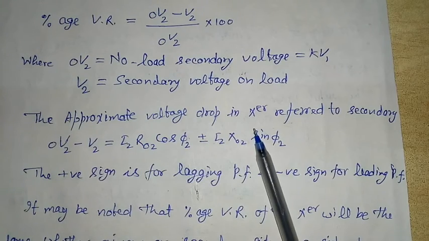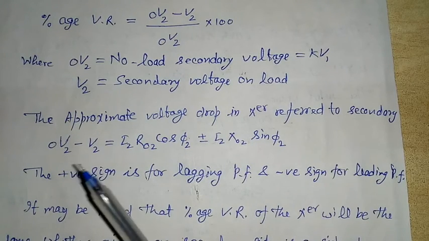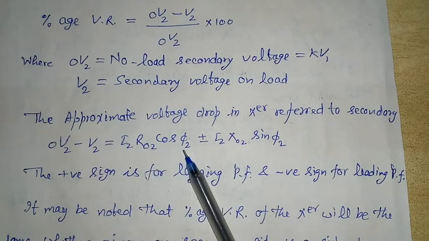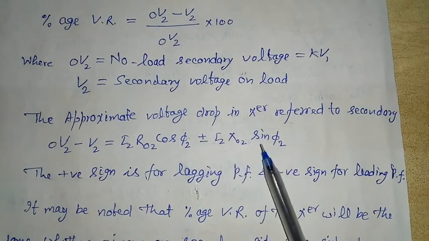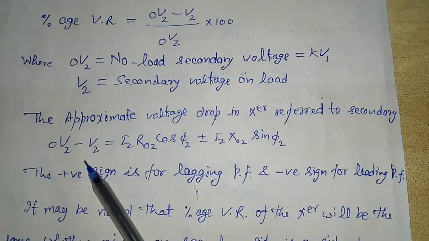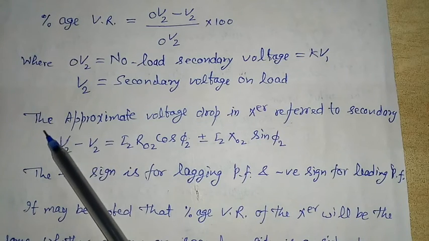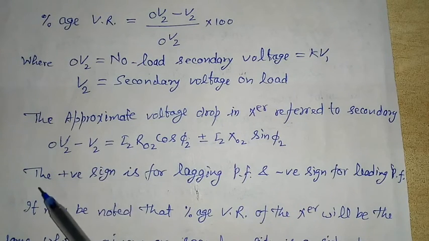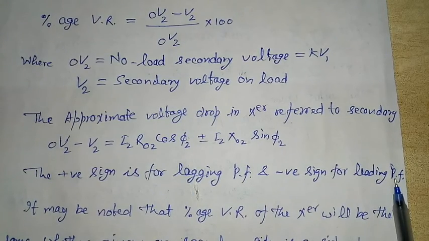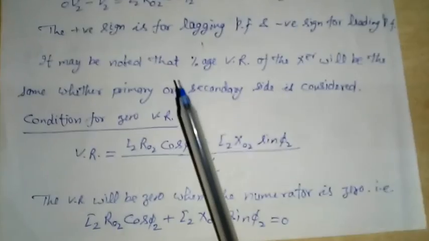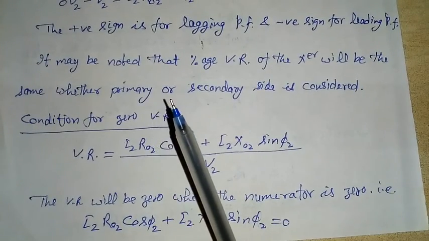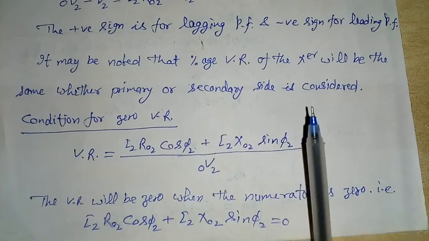The approximate voltage drop in the transformer referred to the secondary, OV2 minus V2, is equal to I2 RO2 cos phi 2 plus or minus I2 XO2 sin phi 2. This is the variation of the voltage from no load to full load on the secondary side. Here the positive sign is for the lagging power factor and the negative sign is for the leading power factor. It may be noted that the percentage voltage regulation of a transformer will be the same whether the primary or secondary side is considered.